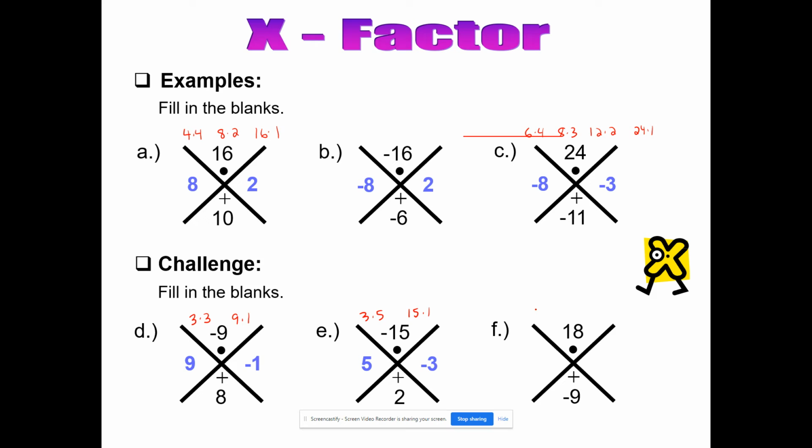Okay, 18 has a few partners. So 3 times 6, 3 and 6, 9 and 2, and then 18 and 1. And I need to get a 9. Hey, if you add 3 and 6, you get a 9. But I want it to be negative 9. So how can we get 3 and 6 to add to negative 9 and multiply to 18?